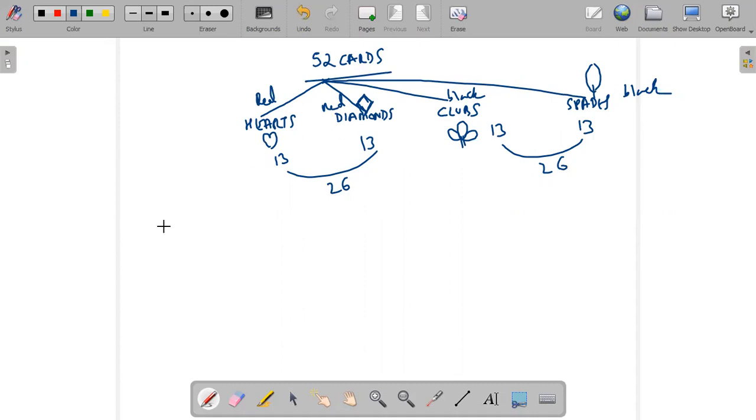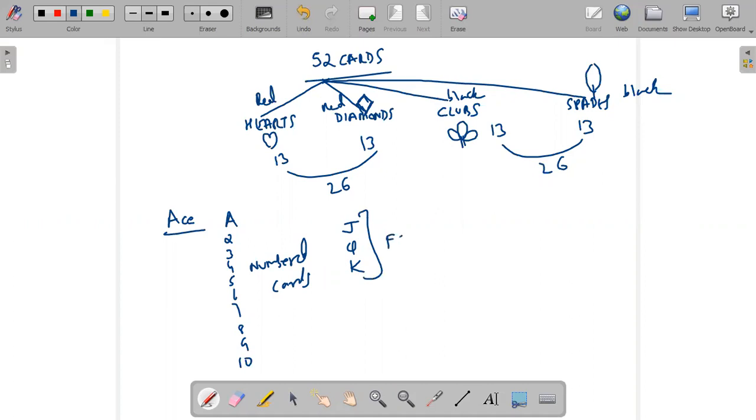Now, what are these 13 cards? The first card is not number one. It is called ace. So A is written there. Then we have 2, 3, 4, 5, 6, 7, 8, 9, and 10. These are called the numbered cards. And then we don't have 11, 12, 13. We have Jack, Queen, and King. And these three are called the face cards.